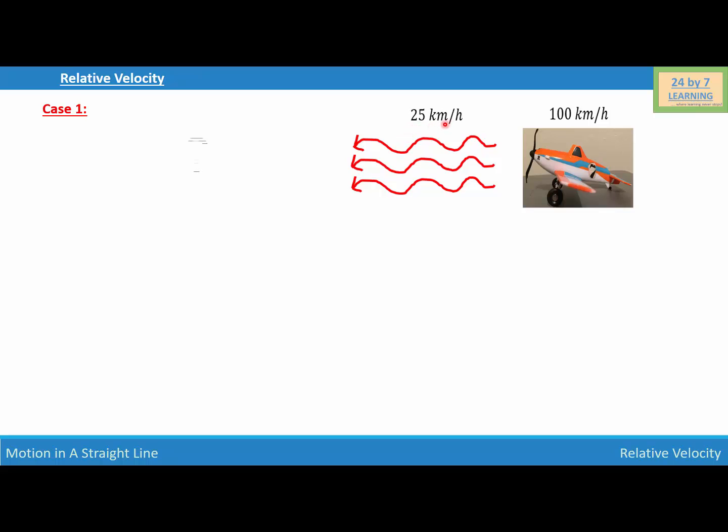Now the question is, what will be the combined speed of the aircraft when the wind is moving at 25 km per hour and the aircraft is moving with 100 km per hour? Yes, you're right. We need to add these two velocities or speeds. So if we add these two speeds, which is basically 100 km per hour and 25 km per hour, we will get 125 km per hour.